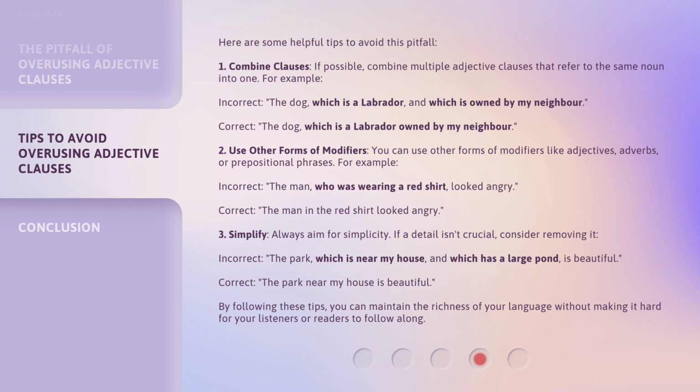3. Simplify. Always aim for simplicity. If a detail isn't crucial, consider removing it. Incorrect: The park, which is near my house, and which has a large pond, is beautiful. Correct: The park near my house is beautiful. By following these tips, you can maintain the richness of your language without making it hard for your listeners or readers to follow along.